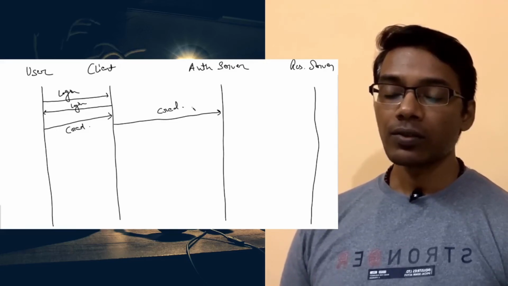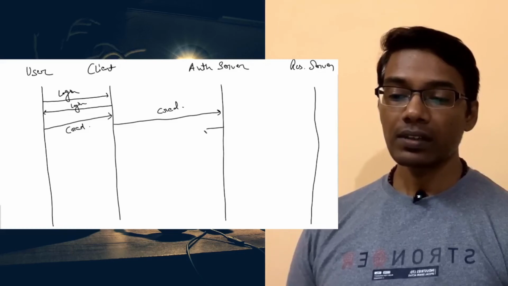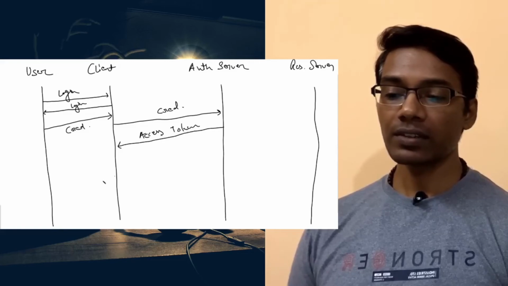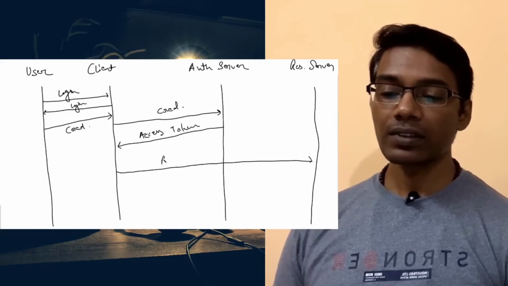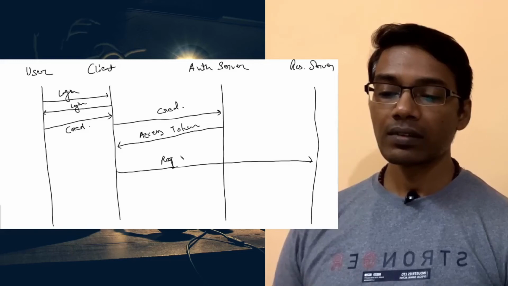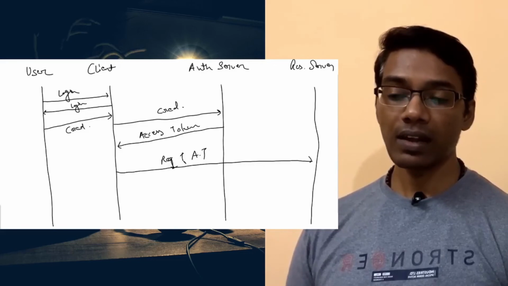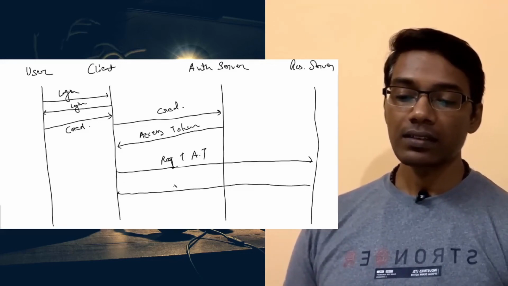Okay, so after this, if the OAuth server finds those credentials okay, the access token will be provided to the client application. So now in the subsequent request, the access token can be passed as a header, and this client can access the resource.